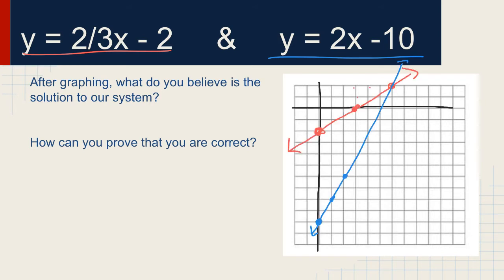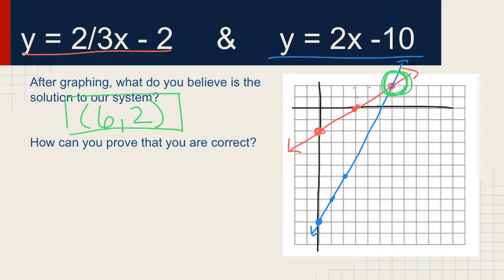So I have my red graph. My y-intercept was at 0, negative 2, and I counted up 2 to the right 3, up 2 to the right 3. My blue equation, my y-intercept started at 0, negative 10, and I counted up 2 to the right 1, up 2 to the right 1. So it looks like I have one point of intersection right here, which happens to be at 6, 2.